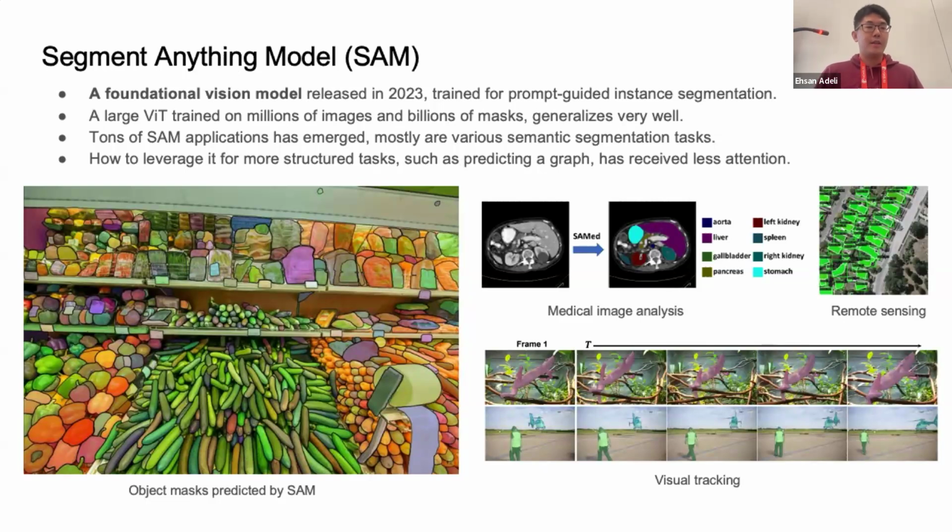So since its release, there has been a lot of applications of the Segment Anything Model. For example, object detection, medical image analysis, and remote sensing, and even visual tracking. However, most of these applications are mostly still various types of semantic segmentation tasks. And how to leverage it for predicting more structured objects, like a graph itself, has received less attention. And in this work, we'll try to answer the question whether Segment Anything Model could help the task of predicting road network graphs and how well it can do it.